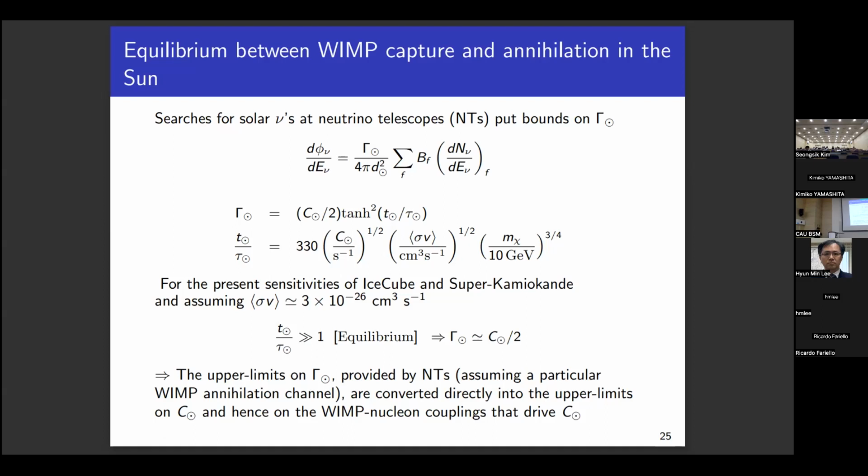However, in future, if this sensitivity goes down, or on the other hand, if sigma v, which is the annihilation rate of WIMP, which we usually take to be the value for thermal WIMP, is smaller, then this assumption is not valid anymore. So one needs to calculate the full equation to transform this annihilation rate to capture rate. So usually the neutrino telescope constrains this factor, and we obtain this relation to convert this limit on capture rate and ultimately to the WIMP-nucleus operator.